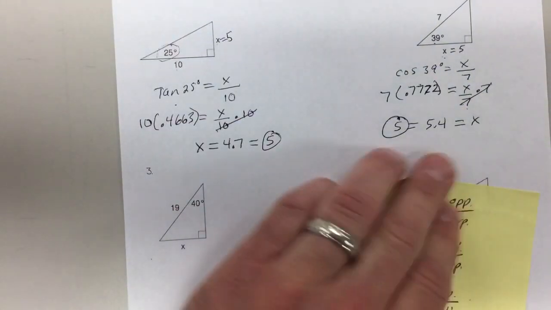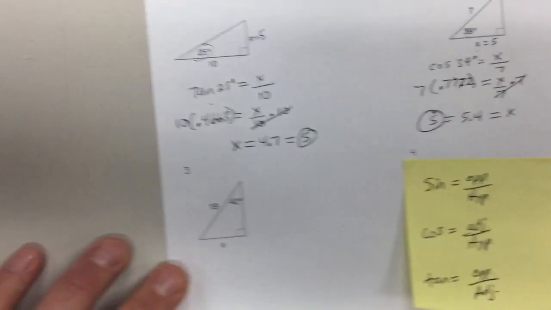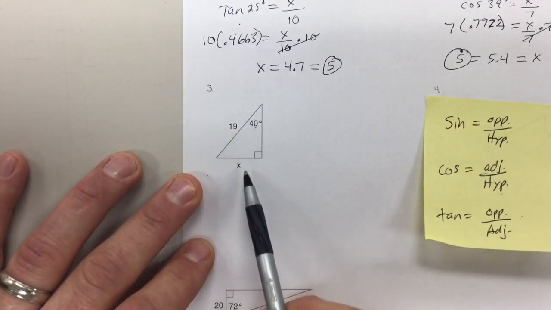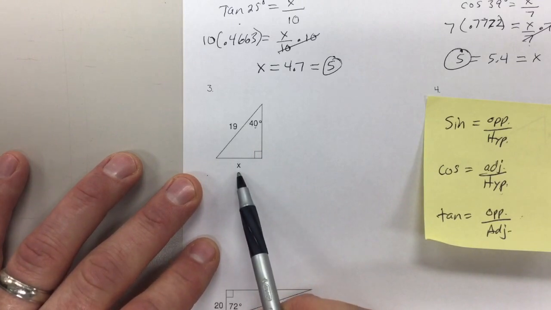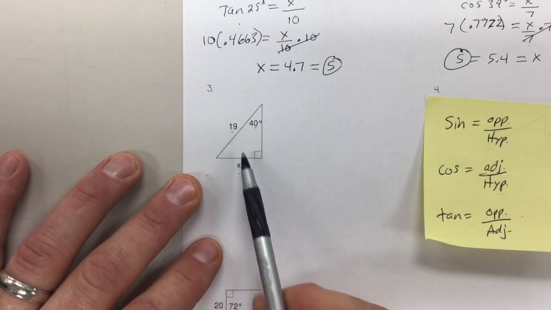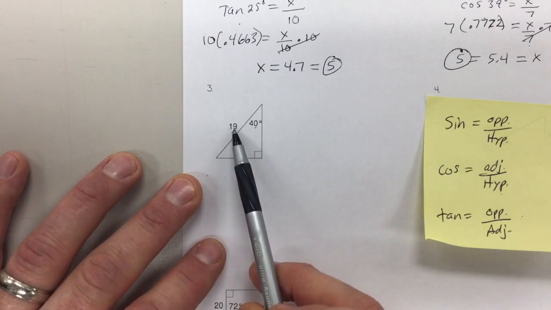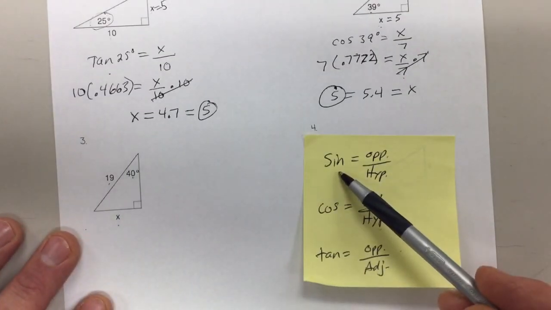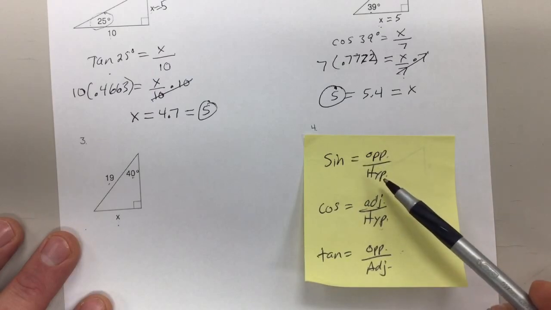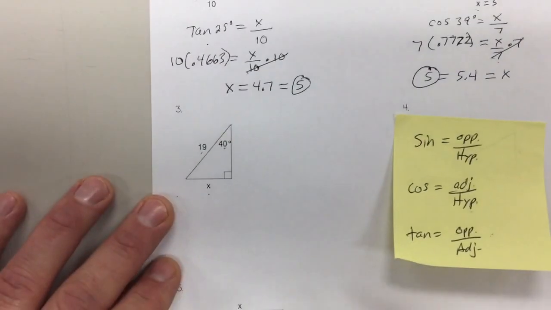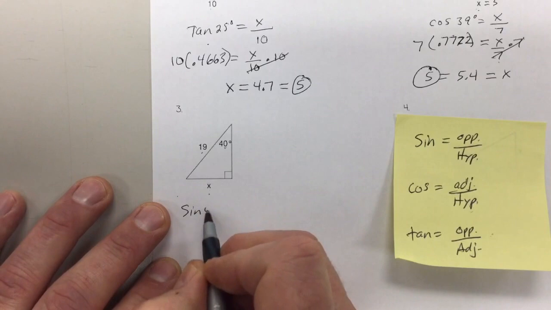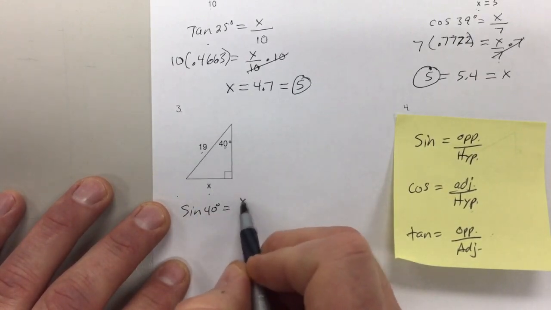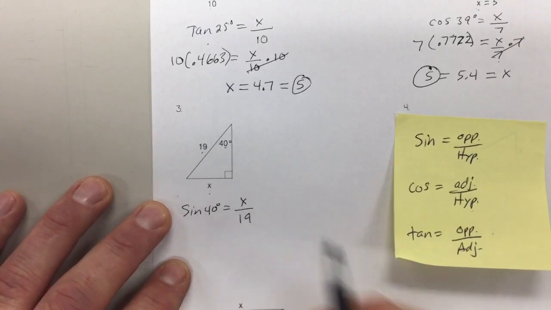Now, for example 3, I'm given this angle is 40, the opposite side is x, and the hypotenuse is 19. So using opposite and hypotenuse, that would be sine: opposite over hypotenuse. So the sine of 40 should equal the opposite side x over the hypotenuse 19.